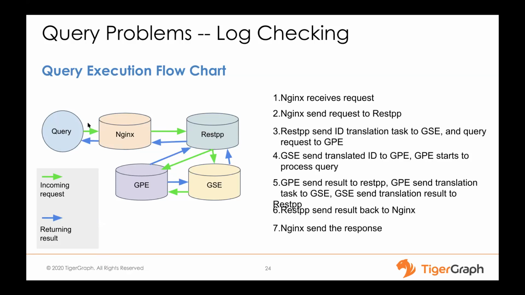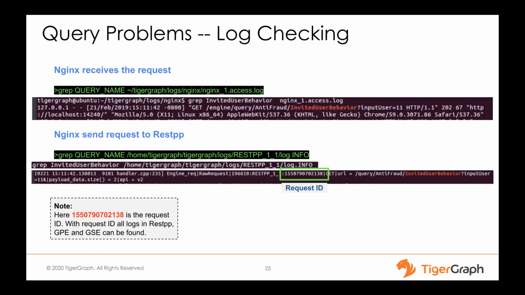And for every step in this flow chart, you can find corresponding logs in our log files, okay? If you run the gadmin log command, you can list all the logs, okay?